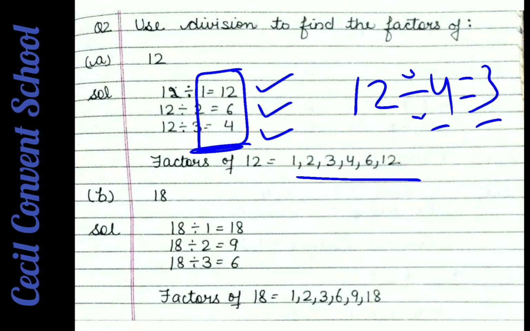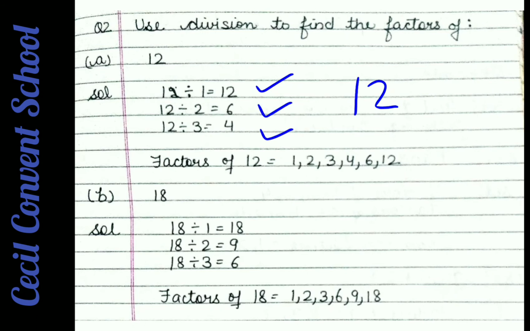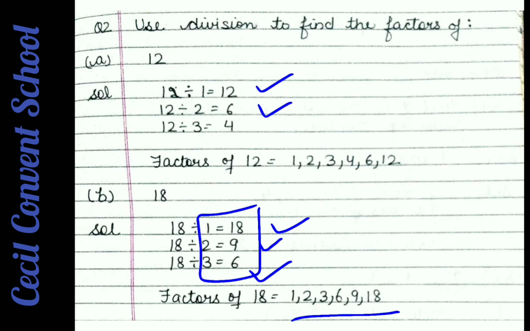Clear? Now we do B part, same like A part. 18 divided by 1, 18. 18 divided by 2, 9. 18 divided by 3, 6. 18 divided by 4, not possible because remainder is left when you divide 18 by 4. 5, not possible. 6, again number repeating, you stop. Then these all numbers are the factors of 18: 1, 2, 3, 6, 9 and 18.